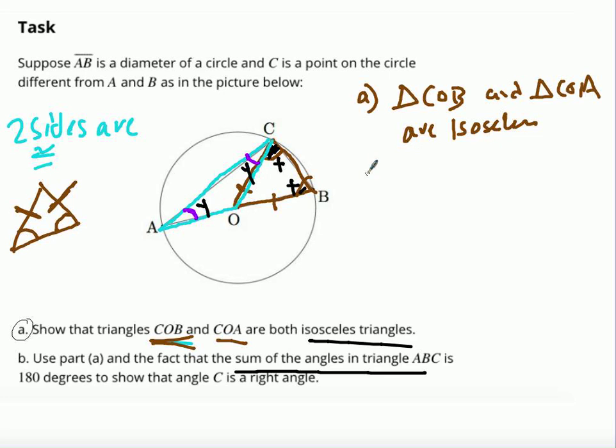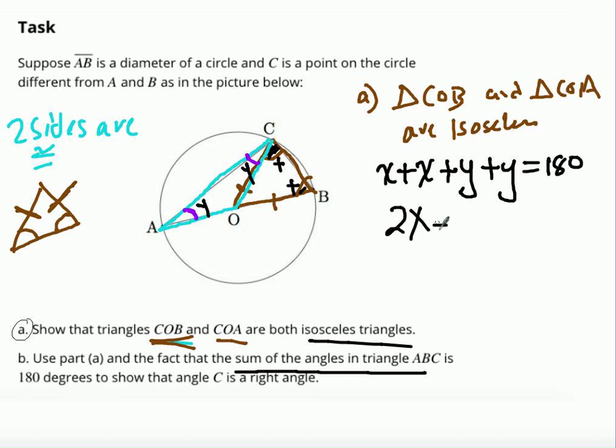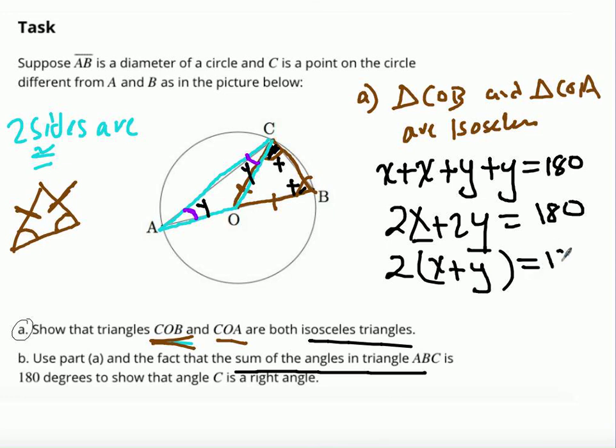Now we know that the sum of angles of a triangle is 180 degrees. So we're using the fact that the sum of the interior angles of a triangle is 180 degrees. If we add all these, we should get 180 degrees. So we can say X plus X plus Y plus Y equals 180, and then we would have 2x plus 2y equals 180 degrees. Correct? Now we can factor out 2.